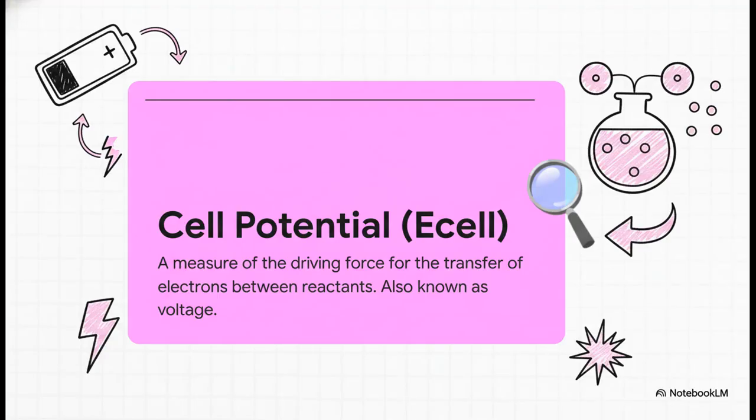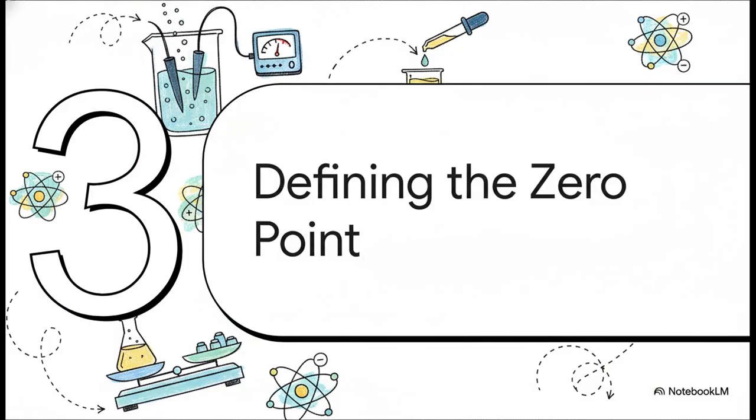And that force has a name, cell potential. You'll see it written as E cell. But you're probably way more familiar with its everyday name, voltage. Yeah, that's right. It's literally a measurement of the energy behind moving electrons around. It tells us just how eager those electrons are to make a move. Now here's where it gets really clever. How do you actually measure this stuff? It's not like you can just put a chemical on a scale and get a reading. It's a little trickier than that.